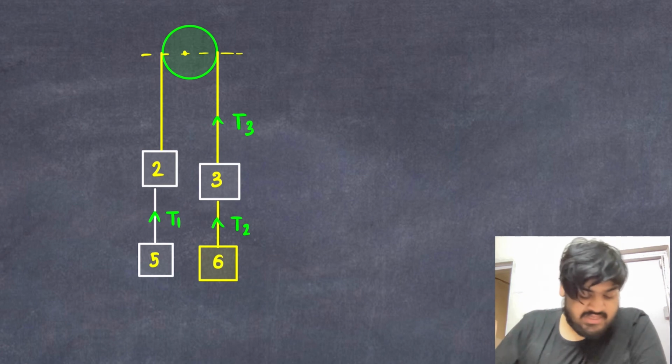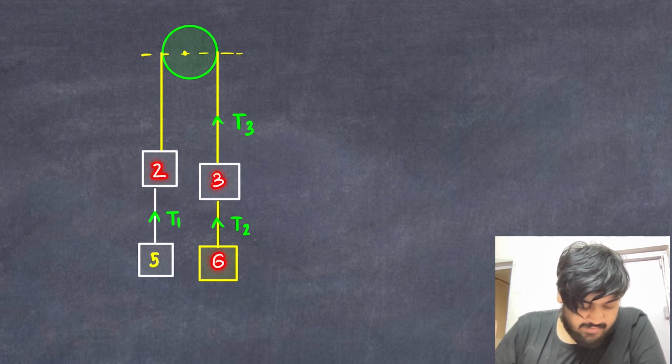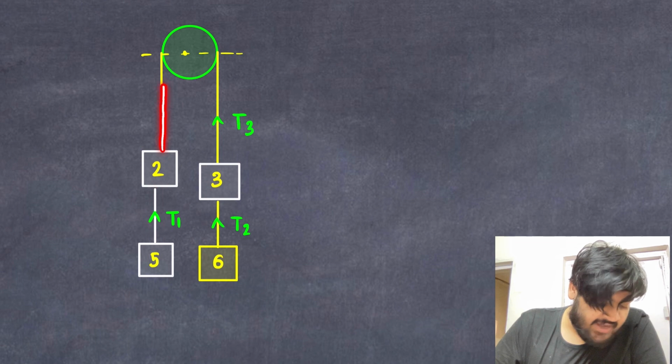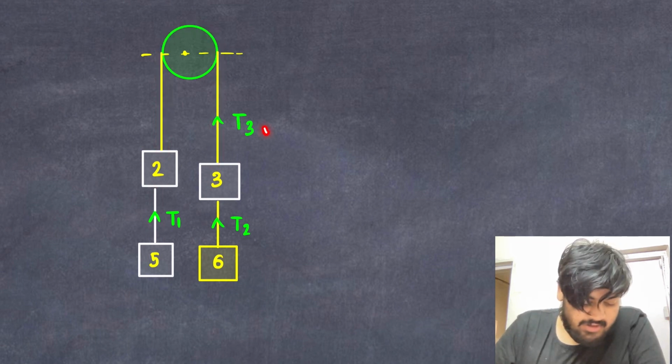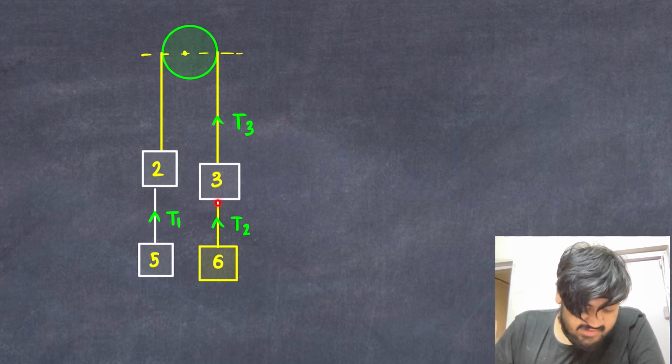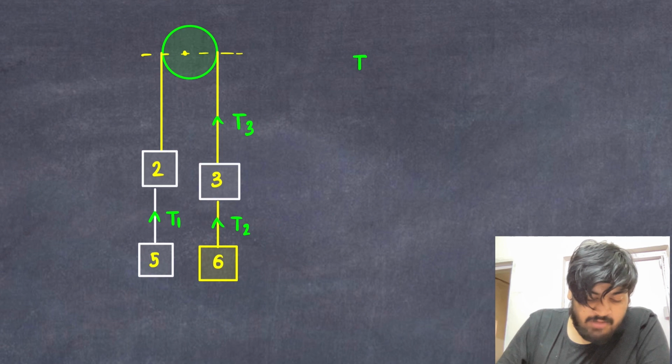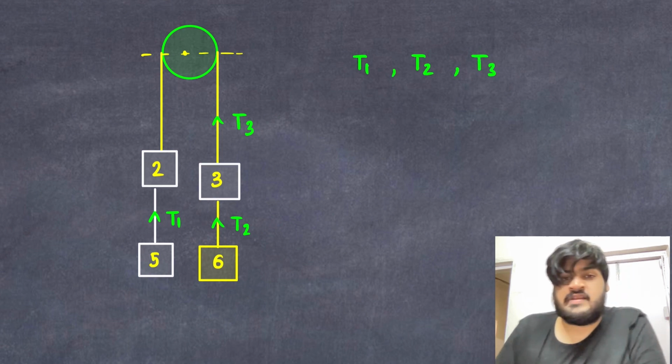In this question we have a 2 kg block, a 3 kg block, a 6 kg block and a 5 kg block. Suppose the tension in this string is T1. The tension in this string, which passes through the pulley to the 3 kg block, is T3, and the tension in this string is T2. So you need to find the values of T1, T2 and T3 and post them in the comment section.